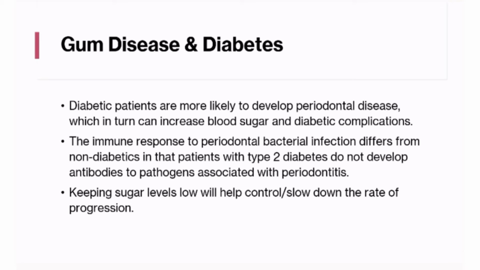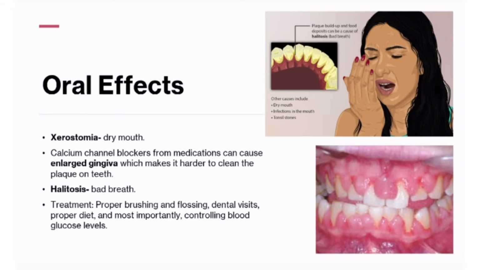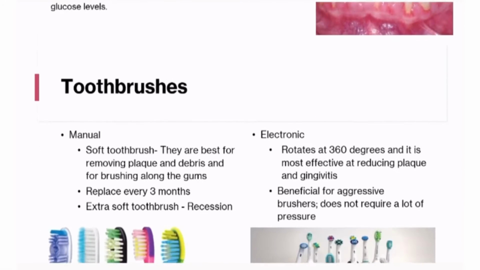Diabetic patients are put at a greater risk to develop gum disease since they do not have the antibodies to pathogens associated with periodontitis as those who don't have diabetes. Keeping sugar levels low will help control and slow down the rate of progression. Oral effects include dry mouth, enlarged gingiva, and bad breath. Treatment would be to increase your oral hygiene, control your blood glucose levels, and most importantly, visit your hygienist.